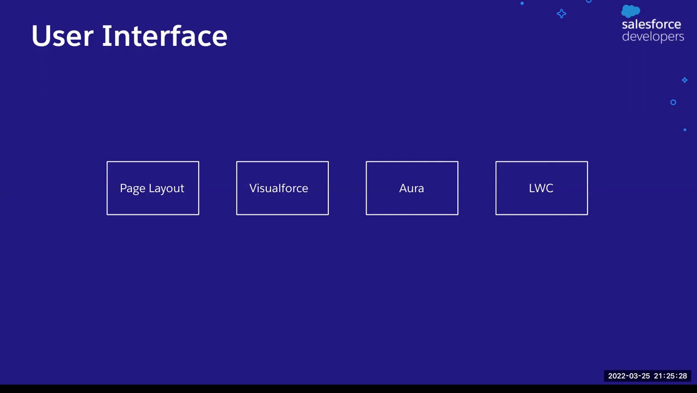Okay, what is Visualforce? Why do we have so many options? Do we really need so many options to build user interface? Absolutely no. But why then do we have these four options? These options evolved over a period of time. Page layout, as I said, comes out of the box. But if you want to create your custom user interface, Visualforce is the first one, which was introduced in 2007, if I'm not wrong.